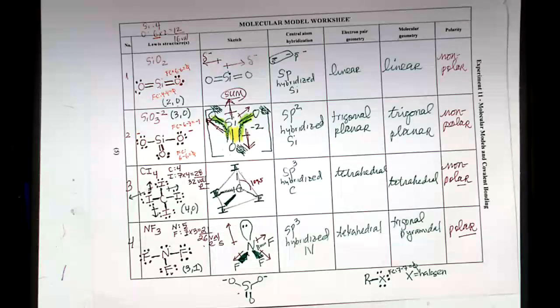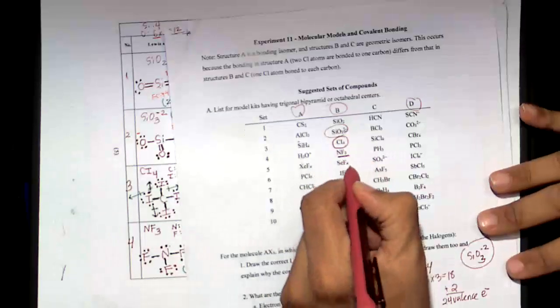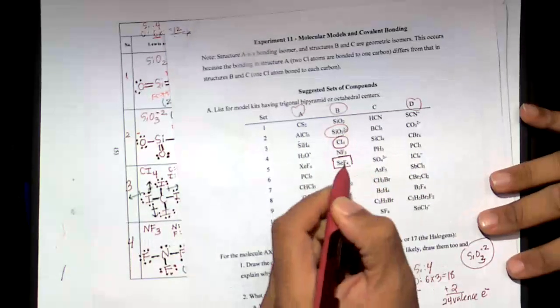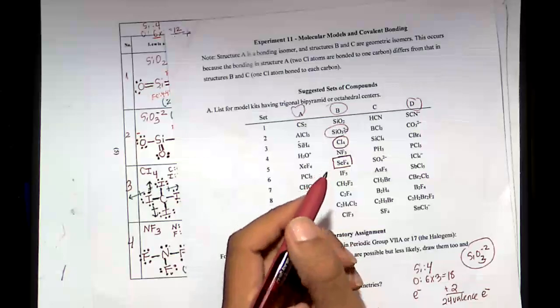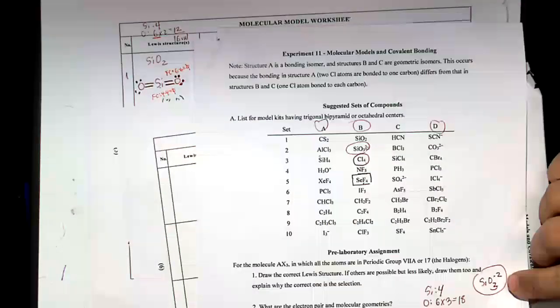All right, we did number 4. Let's go ahead and start number 5 here, and that is SeF4. Next on our docket is SeF4, and here it is. Let's go ahead and do that.